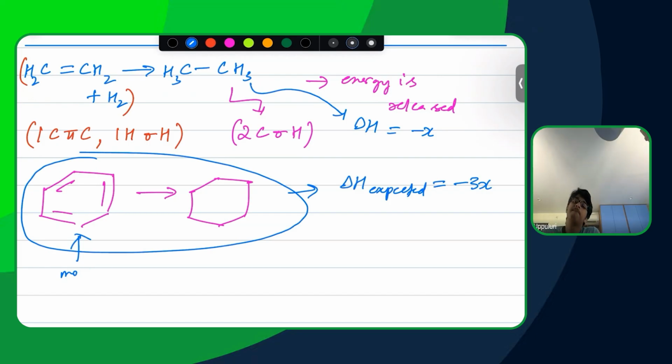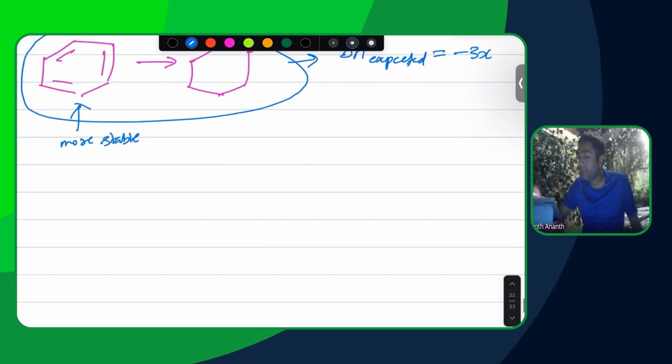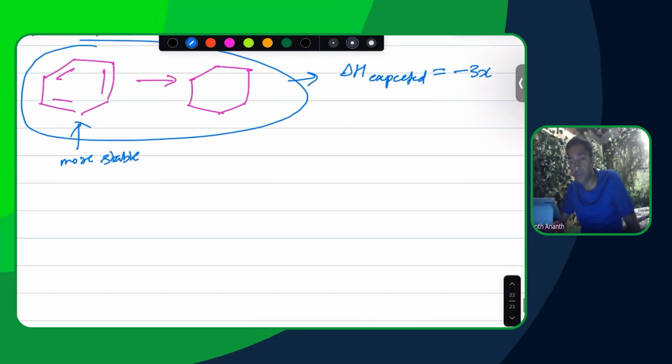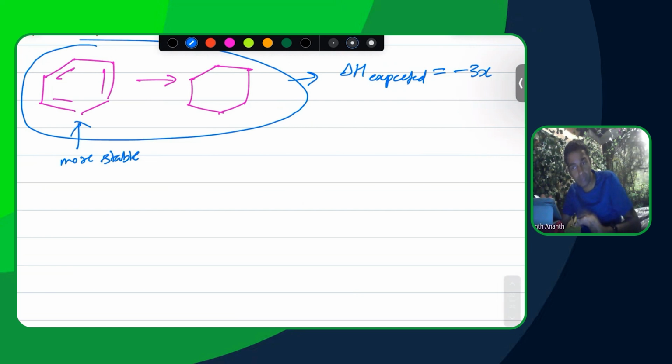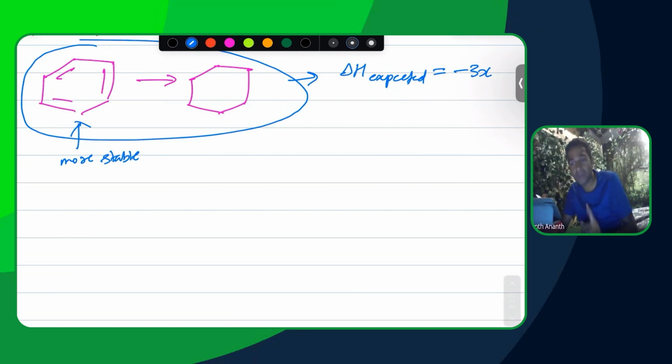Why is it more stable than expected? As resonance, aromaticity. So the idea here is this: we assumed that they are all of similar levels of stability, but they are not, because there is a resonance factor involved. So my expected value is minus 3x, but the actual value will be lesser than that.